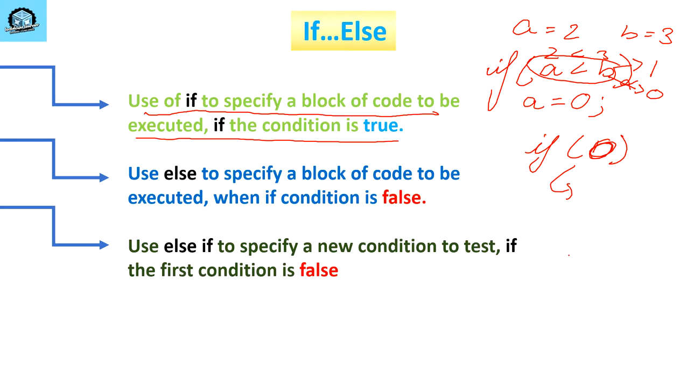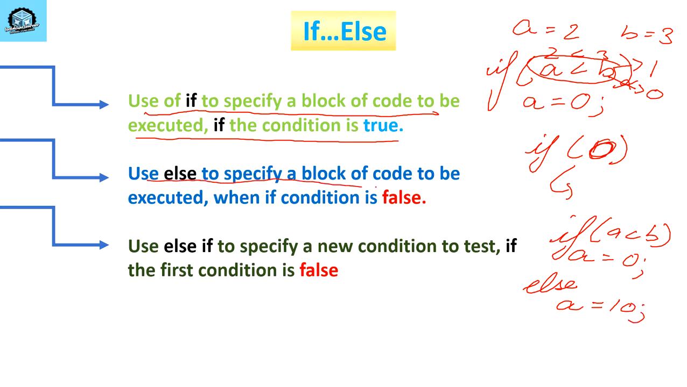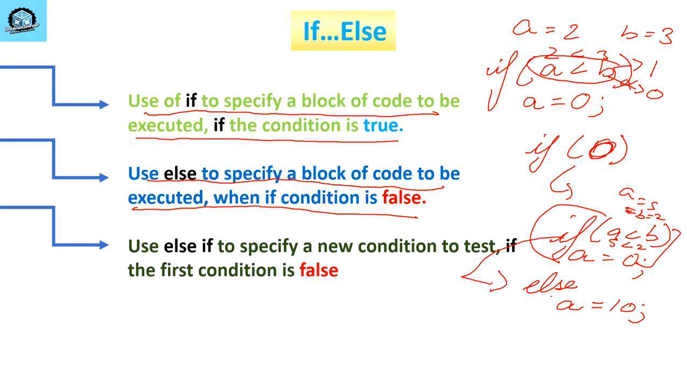So for if, if this thing is true, then a is 0. If suppose this thing is not true, so what should happen? We are using else here, else a equals 10. Okay guys, the use of else is to specify a block of code to be executed when the if condition is false. Like a is 5 and b is 2. Now, is 5 less than 2? No, this condition is false, so it will go inside the else. Whenever the if condition is false, it will go inside the else.